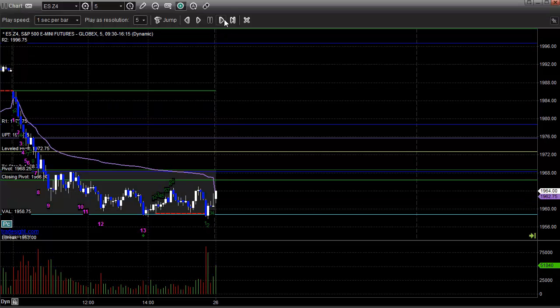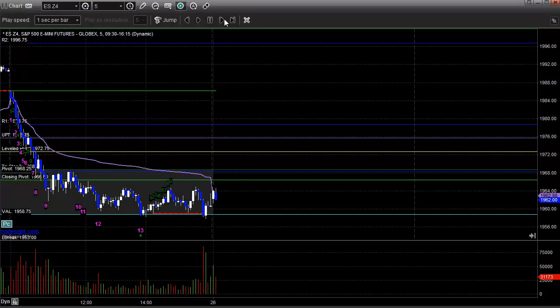We actually opened dead flat for the day, no gap at all. And we were inside the value area. So you don't have a value area per se or a gap to worry about. Matter of fact, if anything, if you're going to have a dull session, you're probably going to get stuck inside the value area, which is this shaded area. And let's take a look.